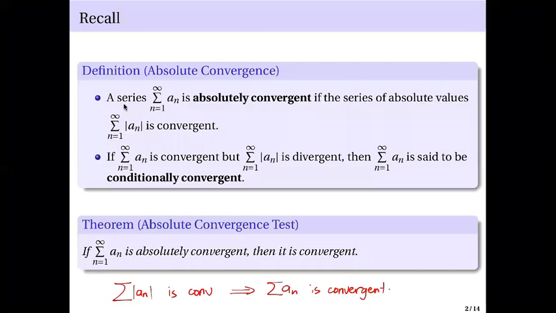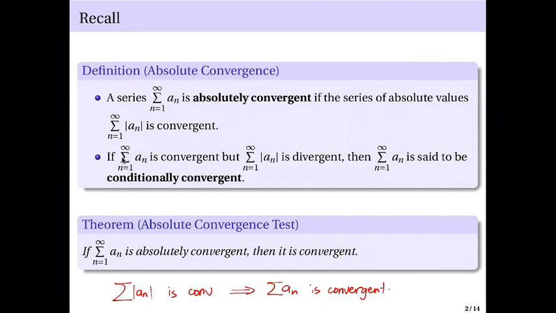So we recall the definition. A series, sum a_n, is absolutely convergent if the series of the absolute values, sum |a_n|, is convergent. So you start with this series, and then you take the absolute values of the terms, and then you now have a new series. So you determine whether that new series is convergent or divergent. If it is convergent, then the original series is absolutely convergent.